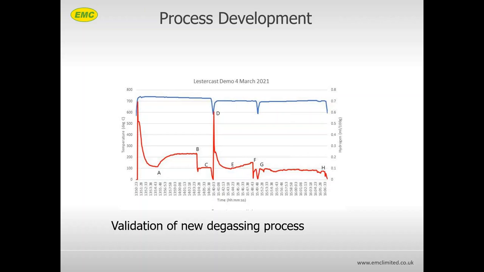Point E, the 1% hydrogen was turned off, and the hydrogen level rose to point F, which was the level of hydrogen in the bath. Probe was then removed and a further degassing process took place. Point G, probe was reintroduced, and from G to H it was in the metal during the whole of the degassing process. This was used to validate a new degassing rotor.